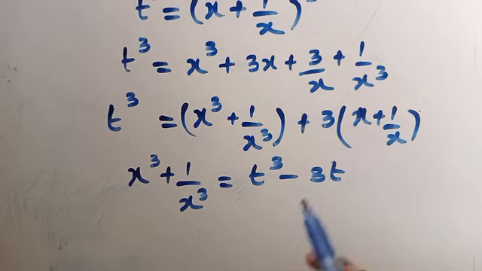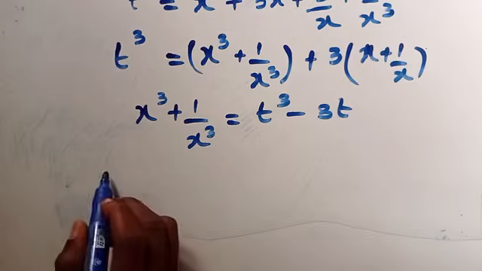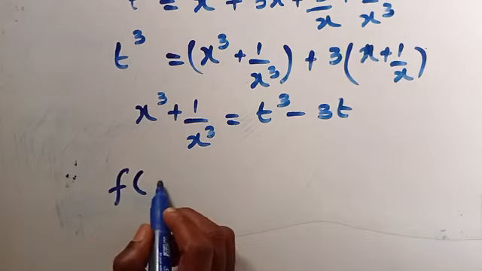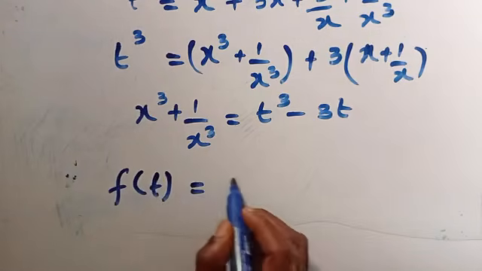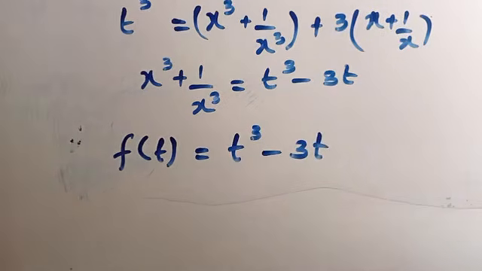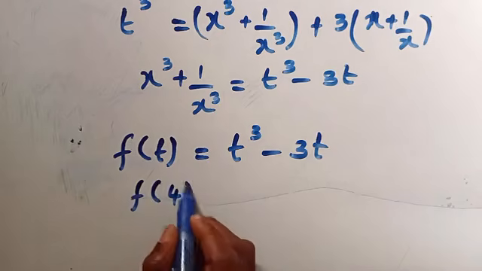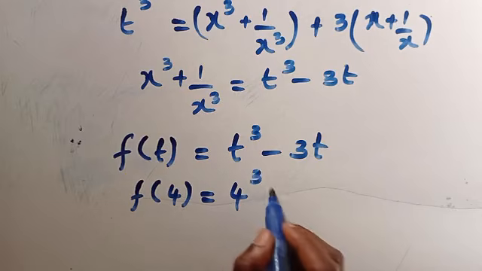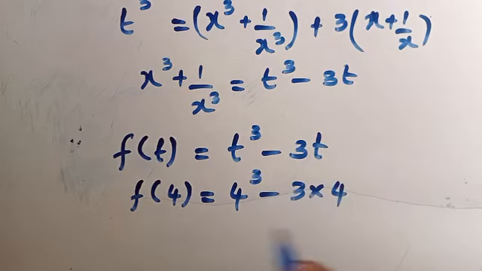If this is what we have, let's note that for all t in this range of x plus 1 over x, the absolute value of t is always greater than or equal to 2. So for this case, if we resubstitute, we are going to have f of t equals t cubed minus 3t. And changing this t to x and changing x to 4, we are going to have f of 4 equals 4 cubed minus 3 multiplied by 4. Then everything here gives us 52.